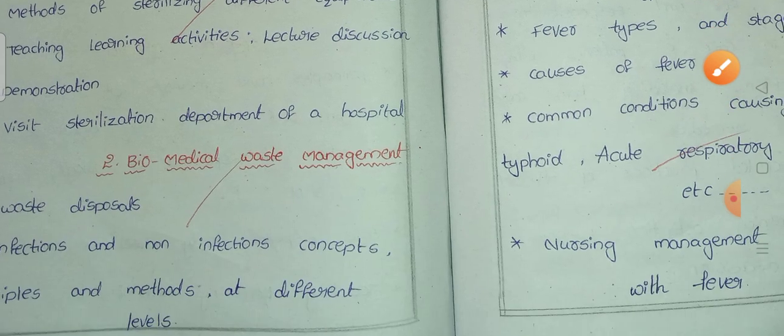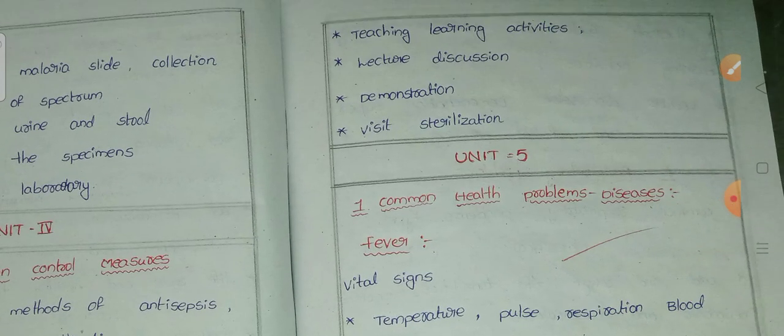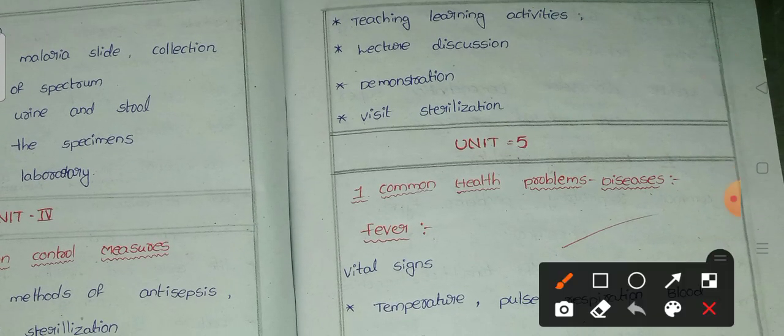Next, the second partition in the fourth unit covers waste disposal: definition of biomedical waste management, sources of waste, principles and methods of the different ways of disposing waste properly. That's also very, very important. These things you need not write; this is for madam's purpose. Okay, next, coming to the fifth unit.